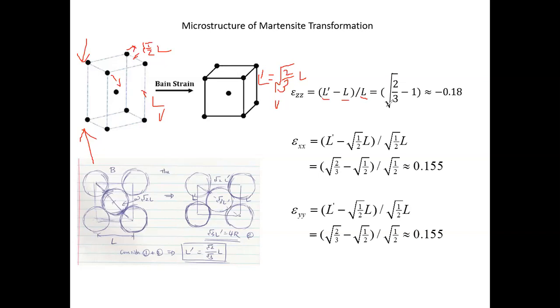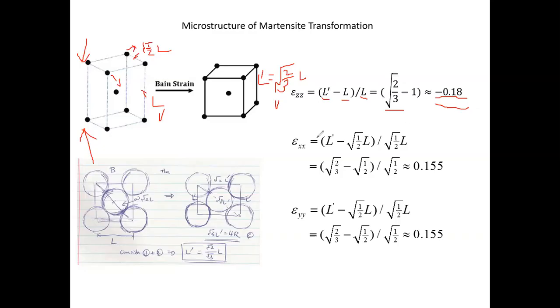You plug in the numbers, and we can cancel all the L, right, as a unit. And then the number you have is square root of 2/3 minus 1. And clearly you see that this is going to be a number smaller than 1. So you're going to get a negative strain in the Z direction. But what is the meaning of negative strain? You get compression instead of elongation. Does this make sense to everyone?